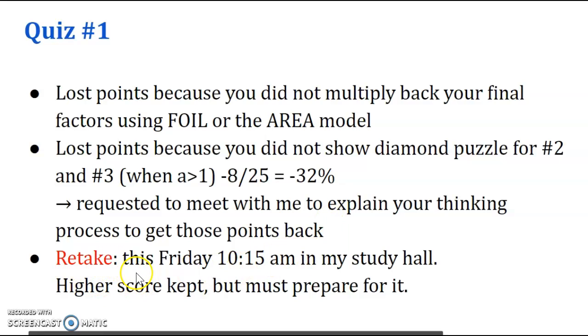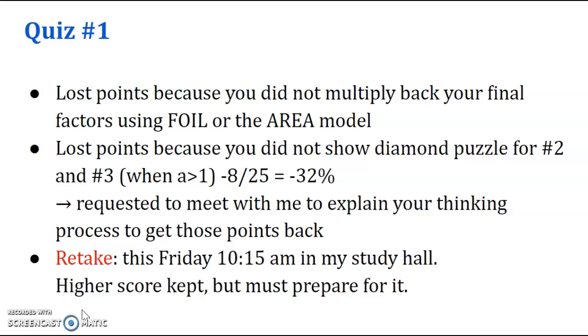Retakes on this quiz are for those people who are still struggling with this skill. It's going to be this Friday at 10:15 a.m. in my study hall. And some of you said that the reason you did not take retakes on the quiz last semester was because you were afraid that you might score lower. Well, that's kind of bogus because you know that the higher score will be kept. So if you got 60% on your original quiz, and you get 50% on your retake, I'm still just going to keep the 60%.